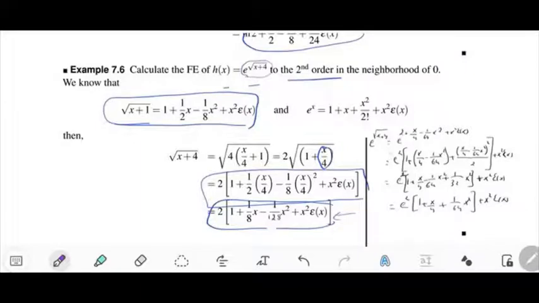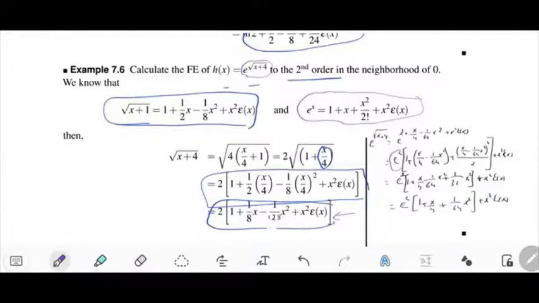So we replace now in exponential radical x plus 4, we replace radical x plus 4 by its finite expansion. It will be e to the power 2 plus x over 4 minus 1 over 64 x² plus x² epsilon of x. And before replacing the x of this expansion by all this package, we have to be sure that this package goes to 0, but it's not the case. That's why I have to remove the 2 from the package.